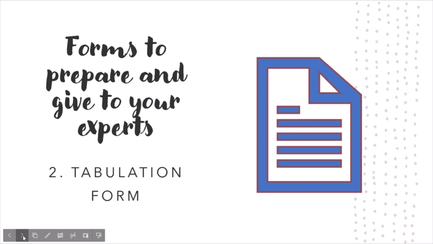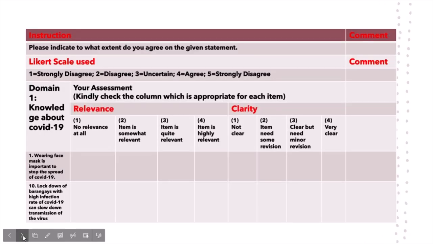Another form to be prepared and to be given to your expert is a tabulation form. So here is an example of a tabulation form. Please indicate to what extent do you agree on the given statements. So this is the instruction found in your survey questionnaire, and your expert will write his comment here. Likert scale used. 1. Strongly disagree. 2. Disagree. 3. Uncertain. 4. Agree. 5. Strongly agree. This is also the Likert scale that can be found in your survey questionnaire. And again, your expert will write his comment here.